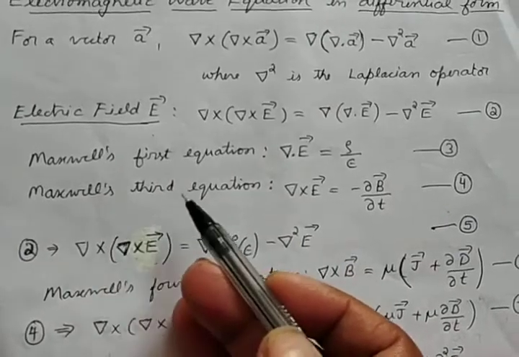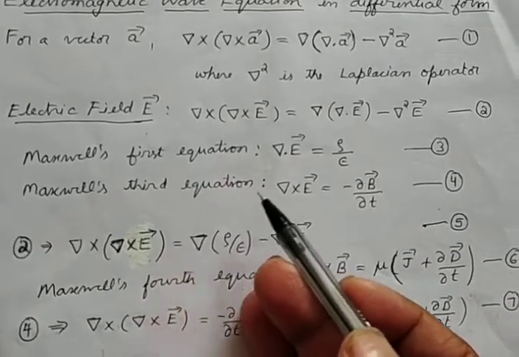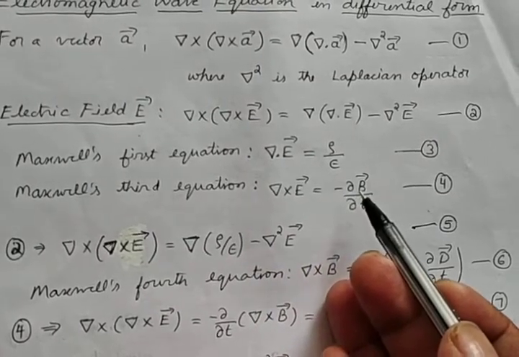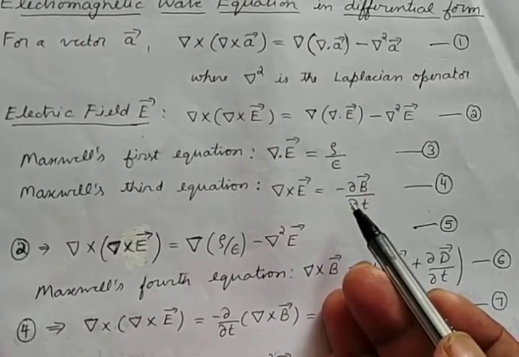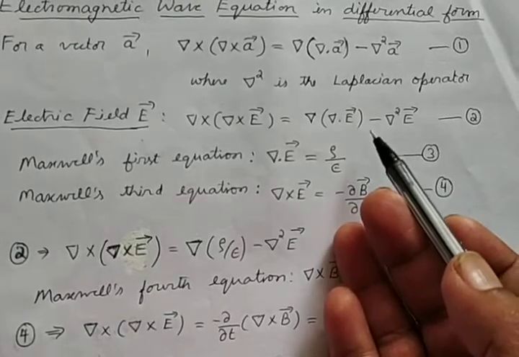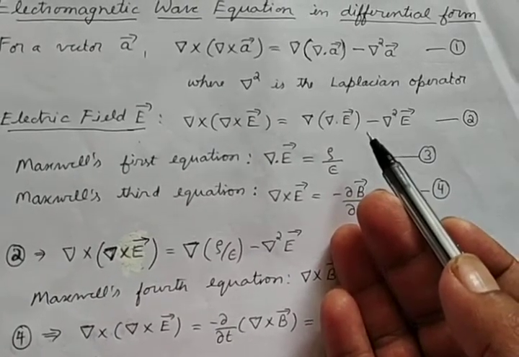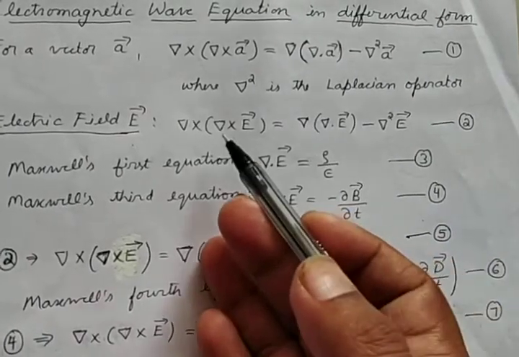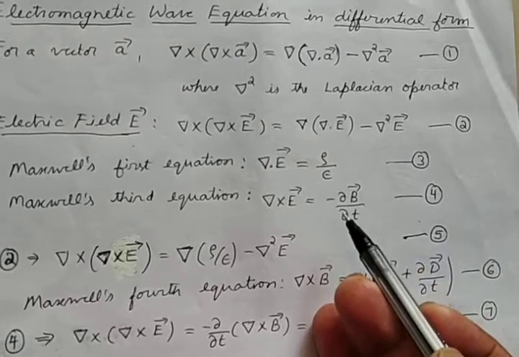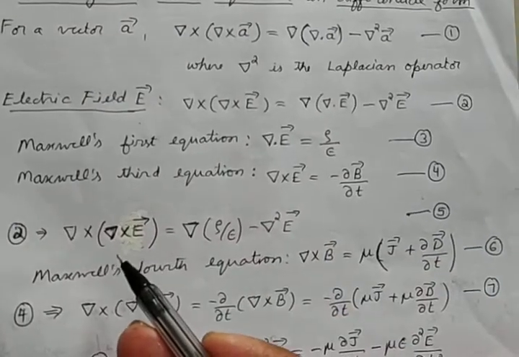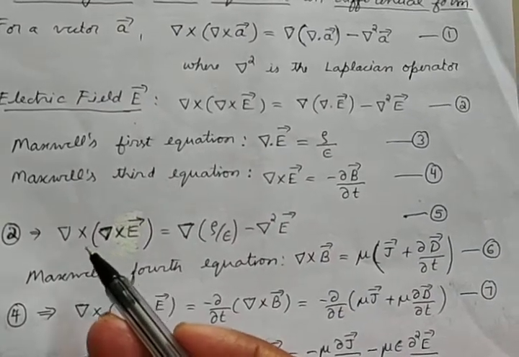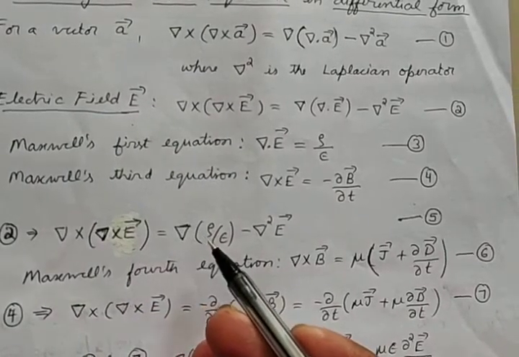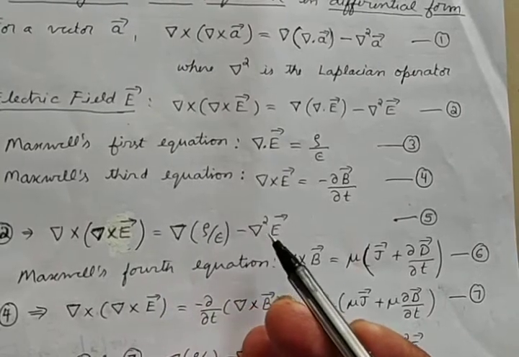And Maxwell's third equation we have taken here, that is curl of E bar is equal to minus dou B bar by dou T. So by substituting for the divergence of E bar as rho by epsilon and the curl of E bar as minus dou B bar by dou T, we can write this as the curl of the curl of E bar is equal to grad of rho by epsilon minus del square E bar.